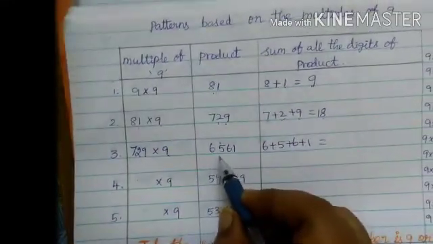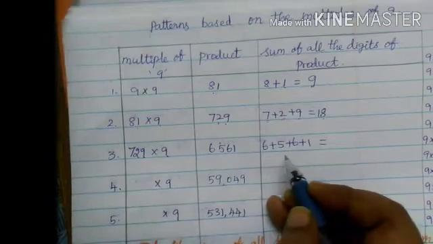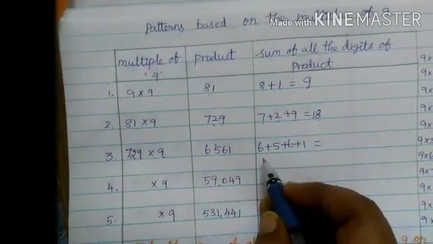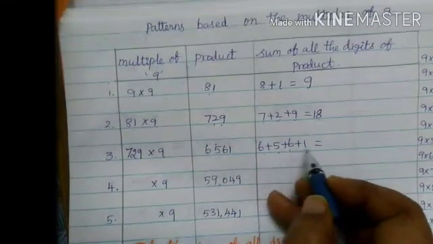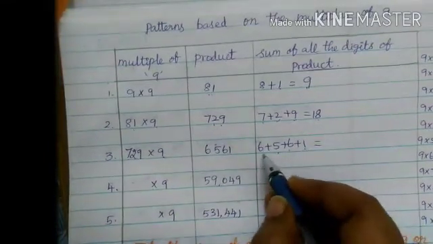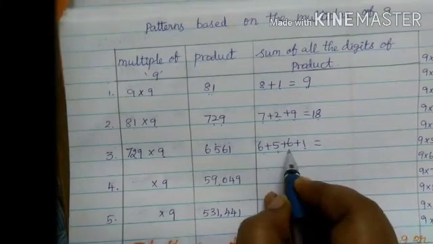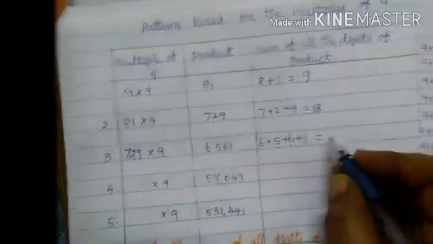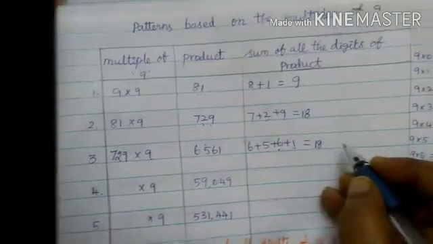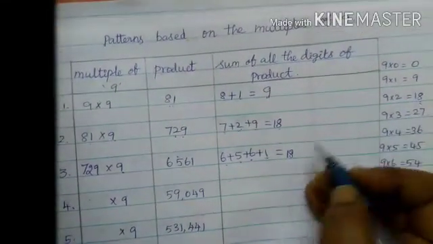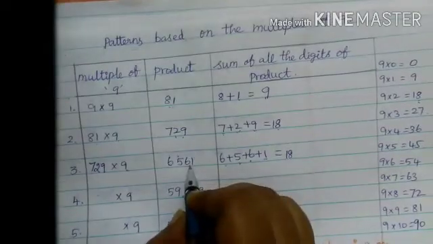You get 6561. Now check by adding: 6 plus 5 plus 6 plus 1. 6 plus 5 is 11, 11 plus 6 is 17, 17 plus 1 is 18. So 18 is coming, and you already know 18 is in the 9 table. So this is a multiple of 9.